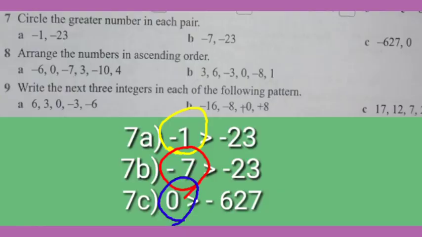Question number 7. Circle the greater number in each pair. (a) minus 1 and minus 23. Here minus 1 is greater than minus 23. So minus 1 is the greater number. (b) minus 7 and minus 23. Here minus 7 is greater than minus 23. So minus 7 is the greater number.